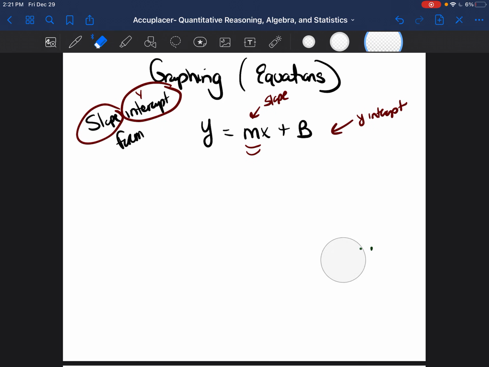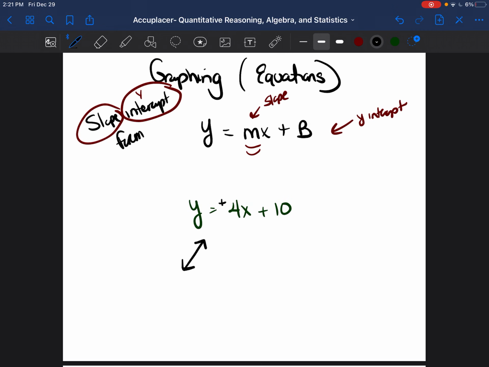So I'm going to erase this because it can be a lot. Y is equal to 4x plus 10. So let's just talk about the 3 things we just learned by looking at an equation. Number 1, because the slope is positive, we know that the line is going to look like this. It's going to be going up. We know the slope is going to be equal to 4, and we know the y-intercept is going to be equal to 10.